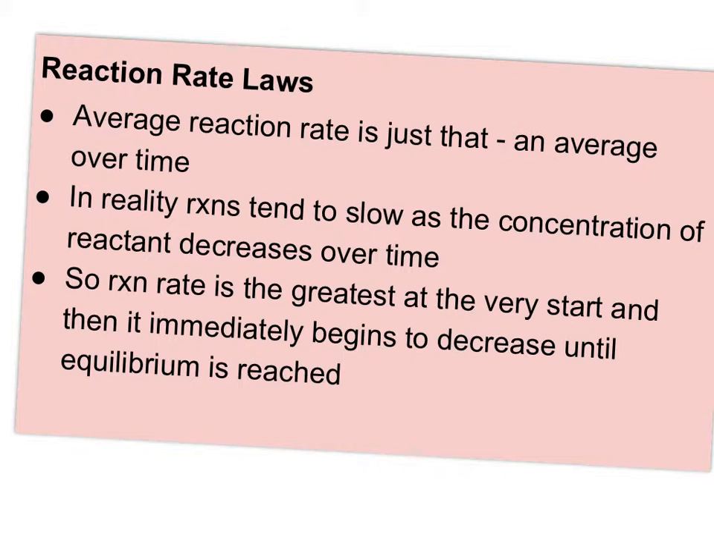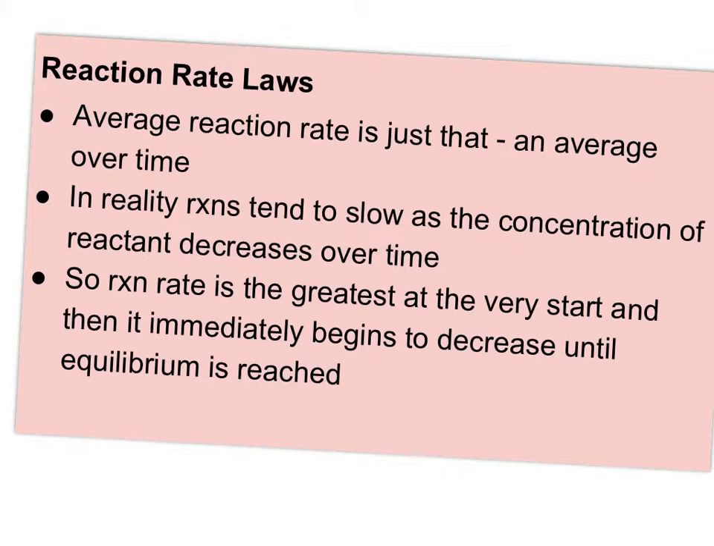Welcome. This video is going to talk about reaction rate laws and how you determine the order of a reaction rate law. So average reaction rate is just that. It's an average rate over time. But in reality, reactions always tend to slow as the concentration of reactant decreases over time. So the reaction rate is always going to be the fastest or the greatest at the very start of your reaction, and then it immediately begins to decrease until equilibrium is reached.